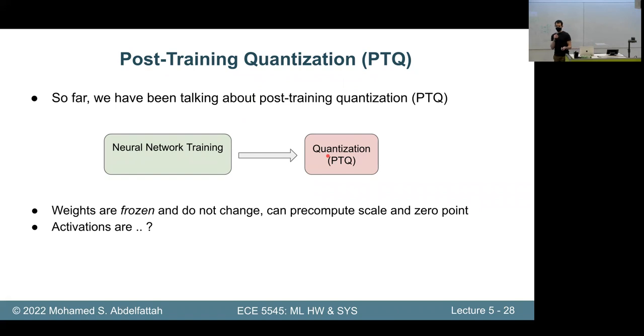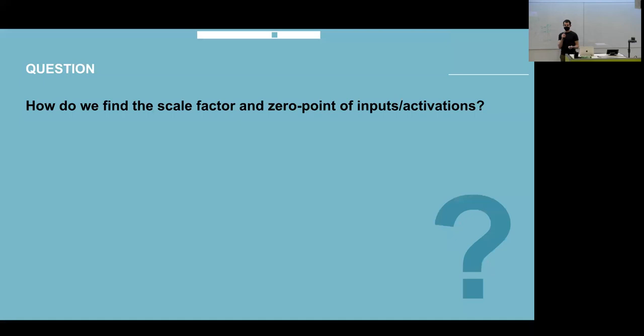So the weights are frozen and pre-computed, but what about activations? I have a training set, which I've seen before, but what about my test set? If I deploy this model to the wild, how do I find the quantization range of my activations or my inputs for that matter? So how do I compute that? For the weights, it's easy. I have all the numbers, they're already pre-trained, they're already there. But what about inputs? What's an approximate way of finding the ranges of the inputs? How do I choose the scale and 0 point?